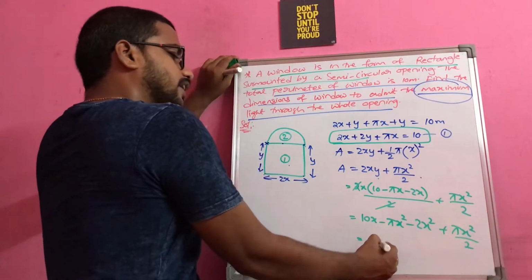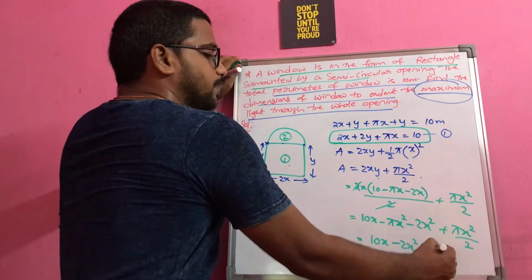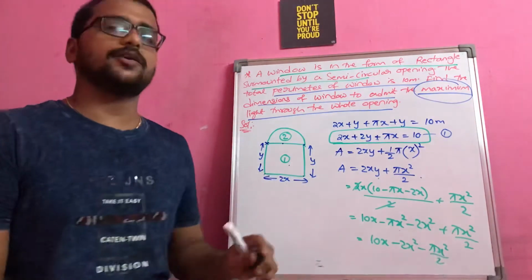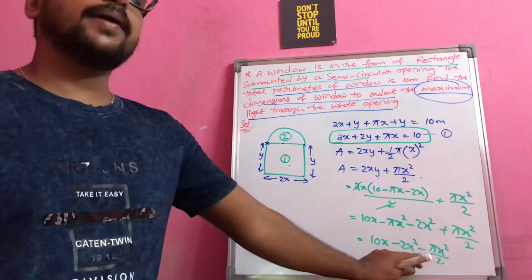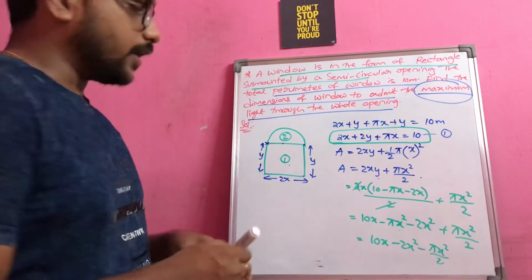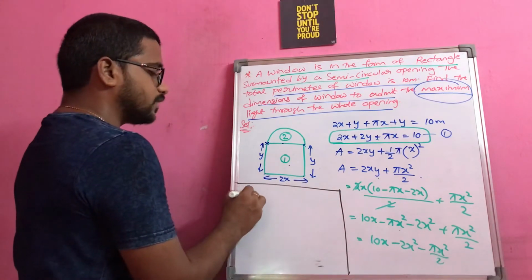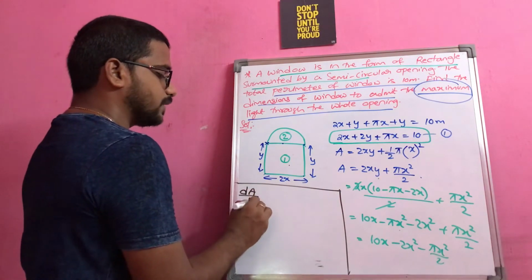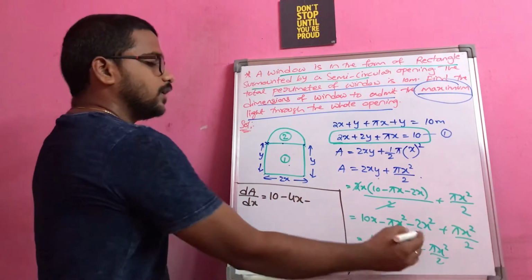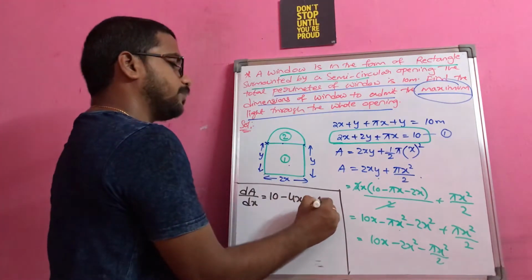On further simplification, 10x minus 2x square minus pi x square by 2 you will get, because this is minus pi x square plus pi x square by 2. If I take LCM, I will get minus pi x square by 2. Right? So now you can observe here I am having only one variable, that is x. So I will apply differentiation with respect to x. dA by dx is equal to 10 minus 4x minus, x square differentiation is 2x, 2 and 2 will get cancelled, so I will get pi x.